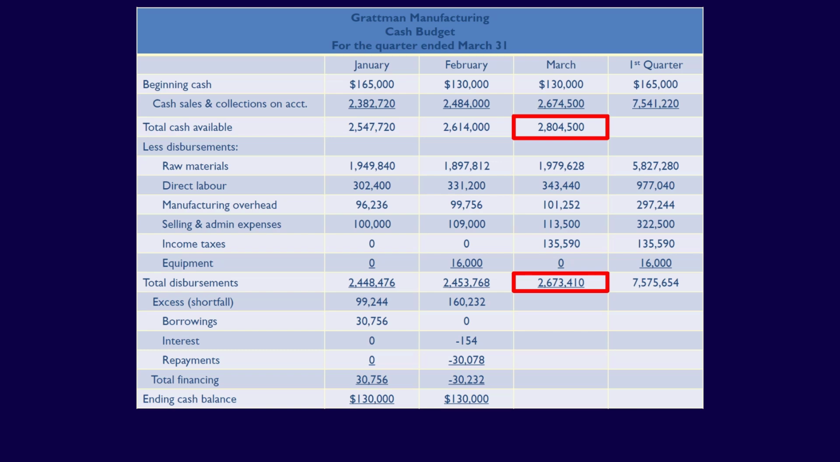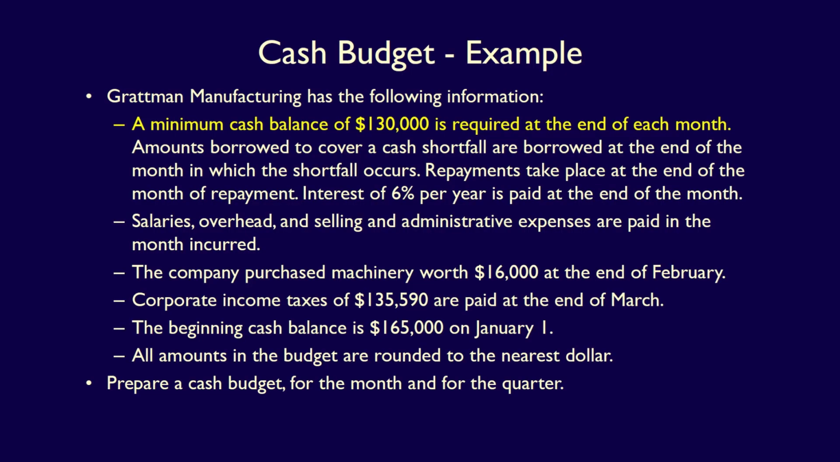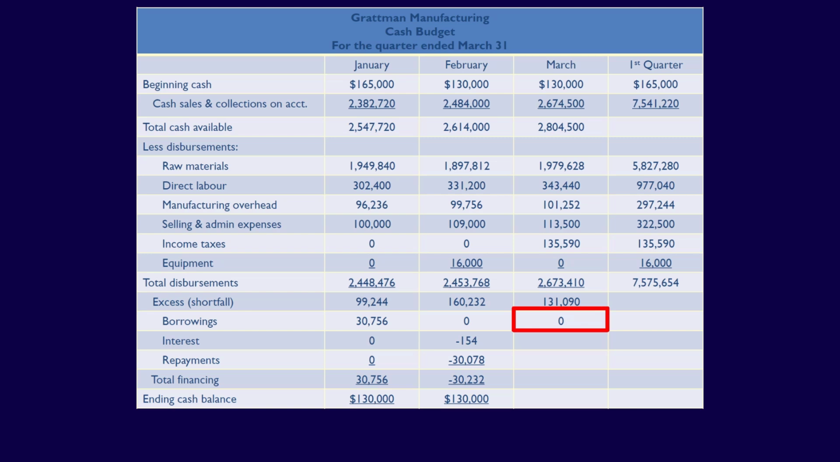Total available cash of $2,804,500 minus total disbursements of $2,673,410 is equal to excess cash of $131,090. That means that the excess is greater than the required amount of $130,000, which means that the borrowings will be zero because we already have a balance that's higher than the required.